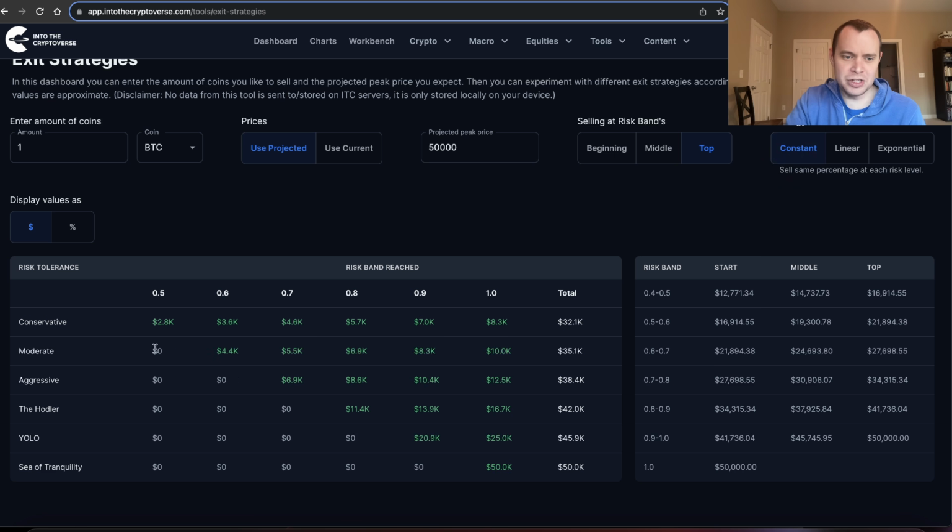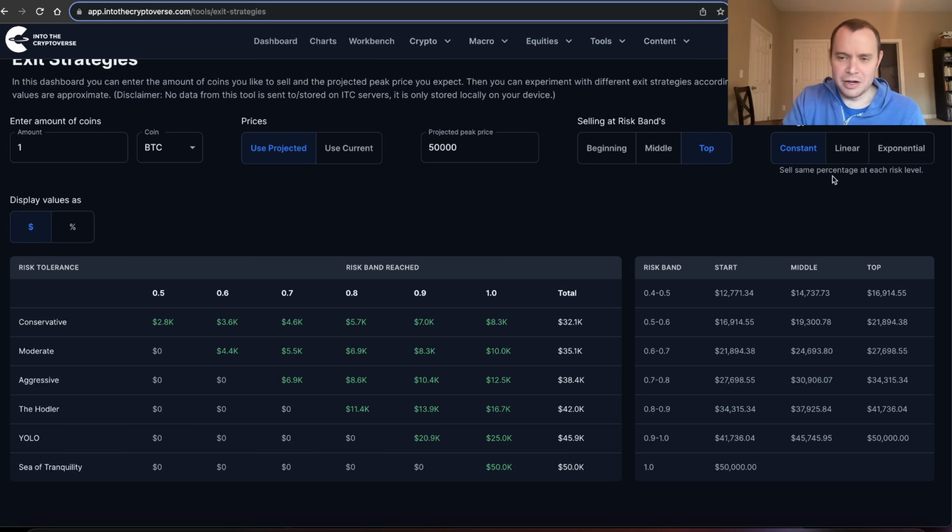There's constant, meaning you're selling the same amount of Bitcoin at each risk level. The reason why here you get 2.8K versus here you get 3.6 is because it's sort of assuming that the price of Bitcoin is higher, right? At 0.5 risk, the price of Bitcoin is lower. So if you're selling, let's say, 0.2 Bitcoin here versus 0.2 Bitcoin here, you're going to get a higher price. That's why you're getting more. So by the end of it, if it went all the way up to 50K and you followed this selling plan, you have sold out all your Bitcoin. You would have made 32 grand.